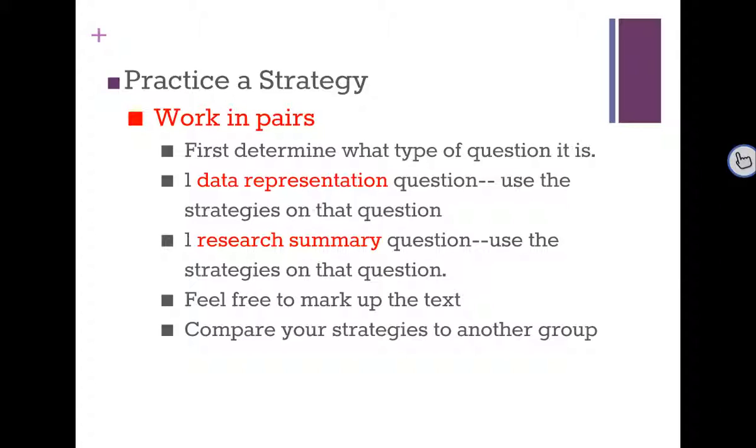You should have picked out which type of question is which. Data representation was the first one you started with, and that was the green one. Research summary was the white one. So data representation, you have certain strategies. What I want you to do is you're going to get up and you and your partner are going to walk to another team, and you're going to compare your strategies. What does your sheet look like? How is it marked up? And then what answers did you put? Compare your strategies to another group.